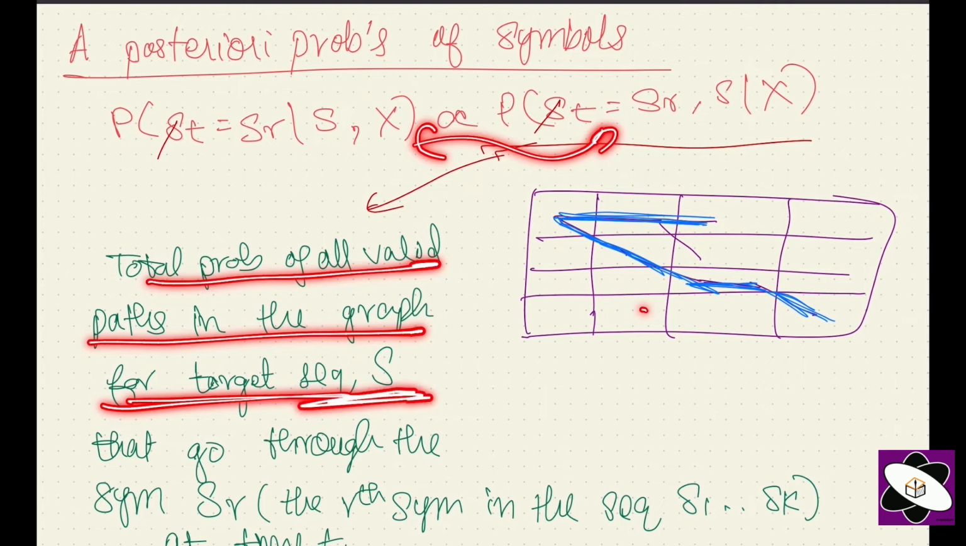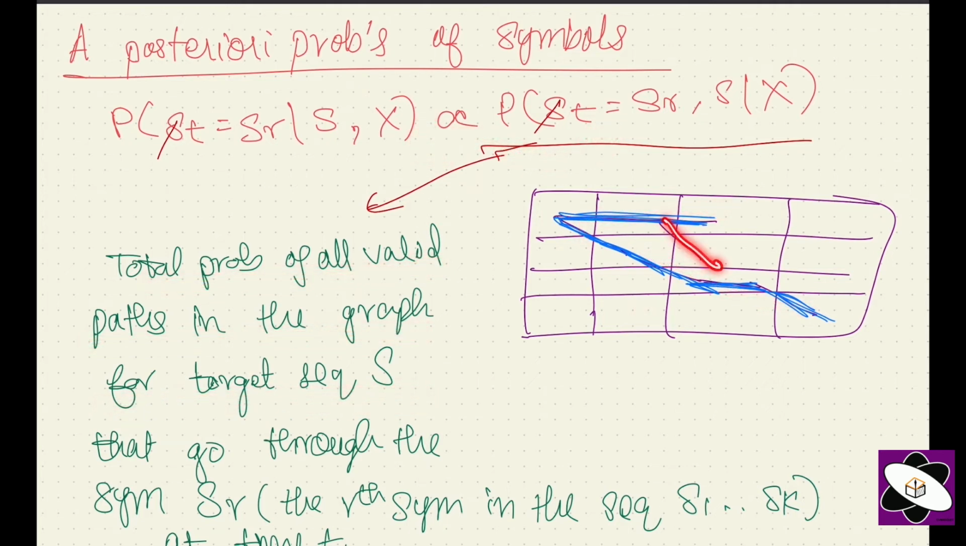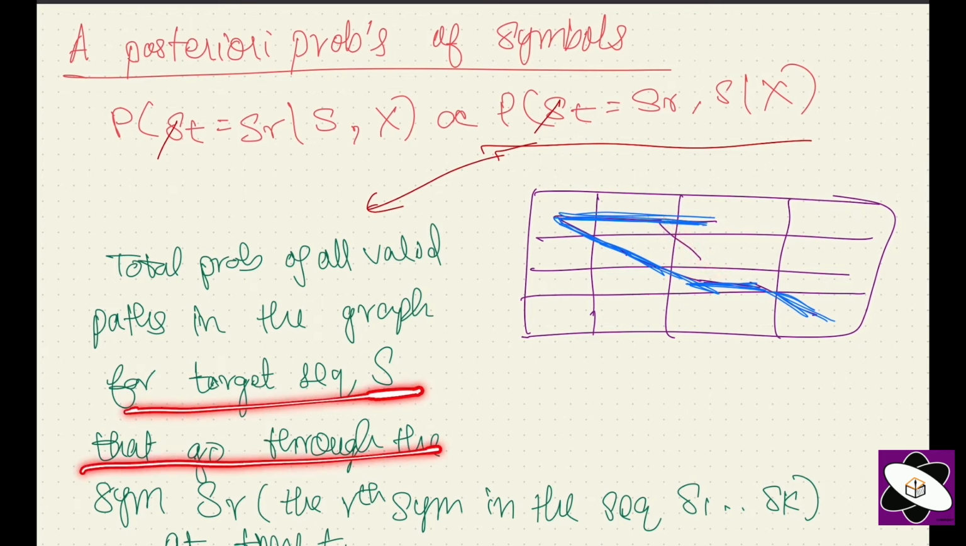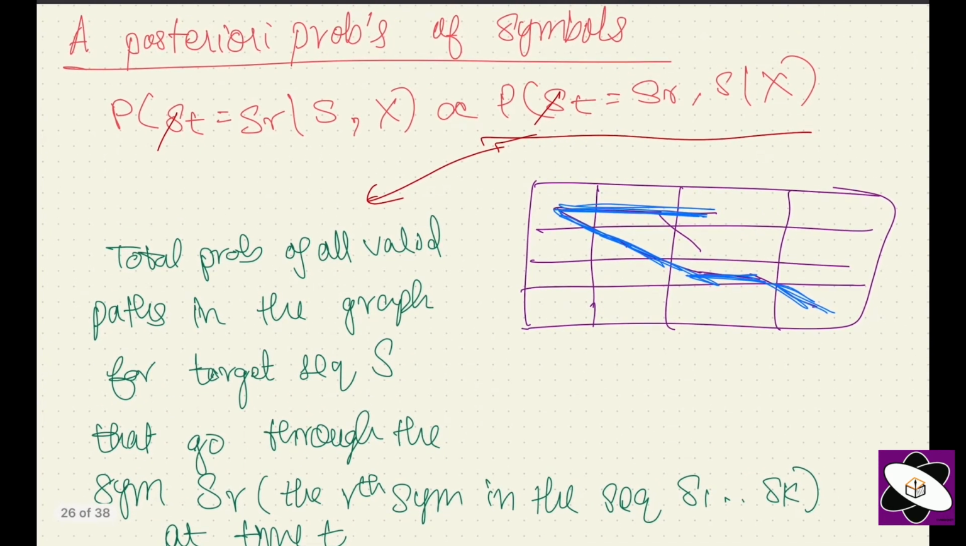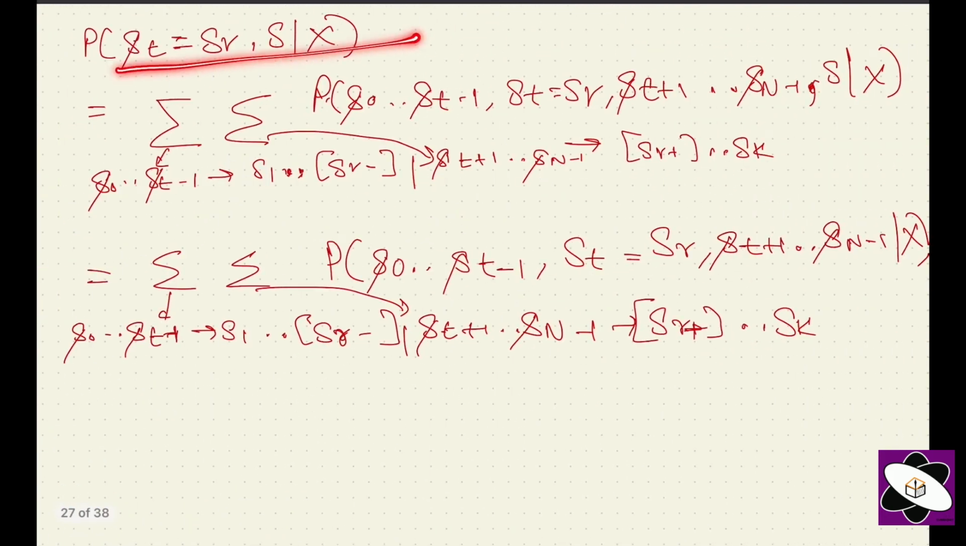For the target sequence S, valid means all the blue portions which I am showing. For example, this one is not valid in the problem. Valid paths are those for the target sequence S that go through the symbol SR, the rth symbol in the sequence S1 to SK, at time t. So that is the definition. Now for example, if you want to calculate, as you can see, ST equal to SR given the target symbol sequence, input sequence, the ground truth values.